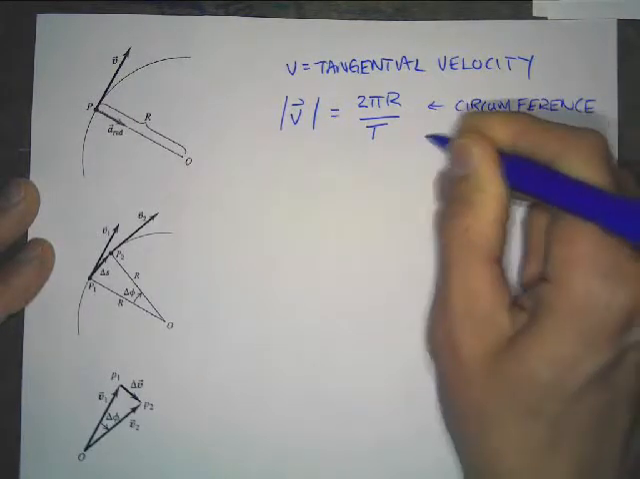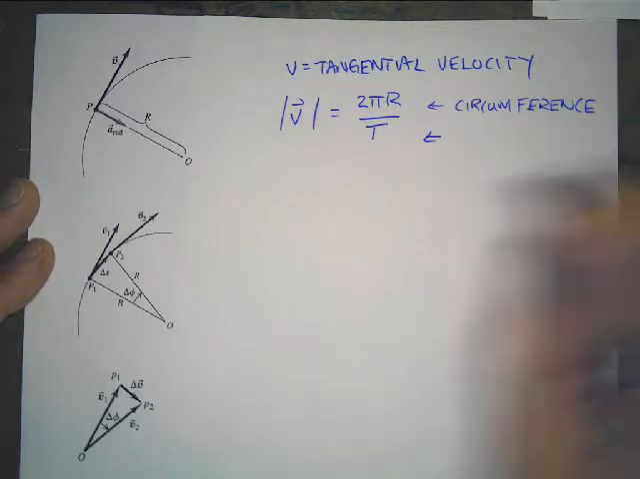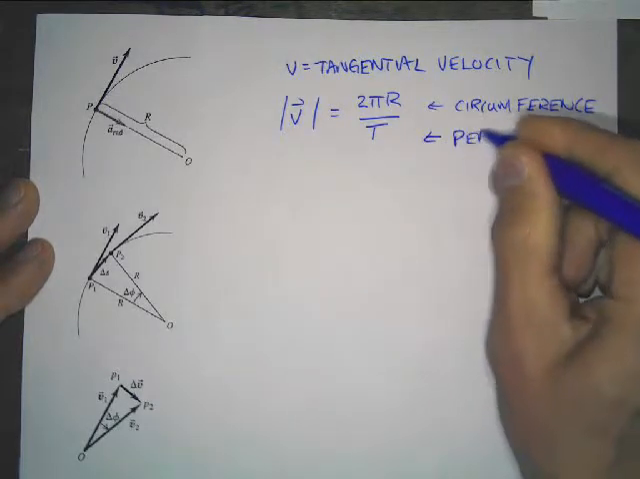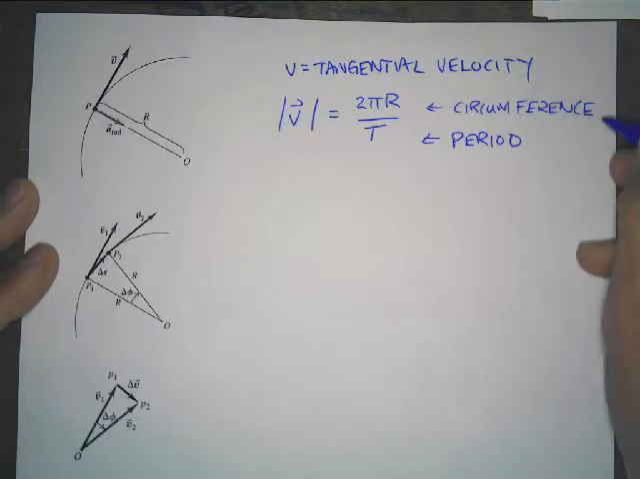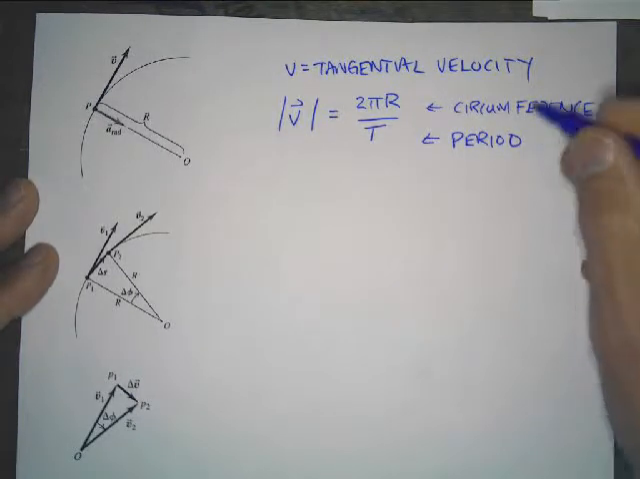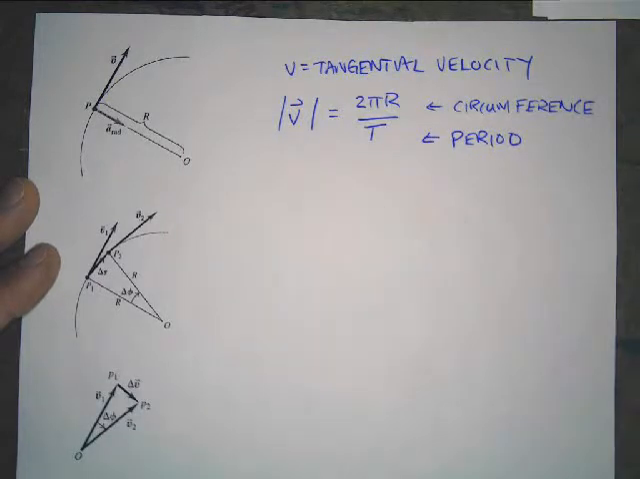So that's a distance. Hope you recognize that. And T is the period. The period is the time it takes to go around once. So circumference would be measured in meters. The period is in seconds. Your velocity is going to be in meters per second.